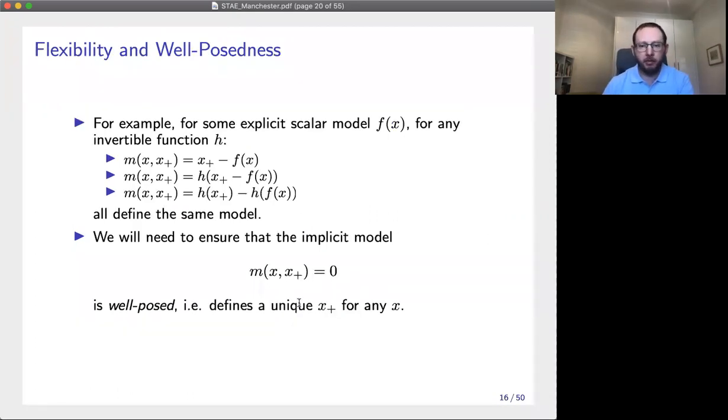As a side comment, when we're using implicit models, we typically need to do a little bit of extra work to ensure that it actually corresponds to a well-posed model, i.e. for any x, there exists a unique x plus, basically that this is solvable for x plus. We'll see a few examples of how we can do that later. So maybe I'll pause at this point. If anybody wants to ask a question about the main idea of the approach, this would be a good moment. Otherwise, I'll kick on to linear systems.